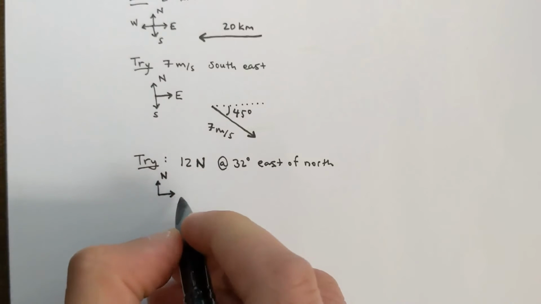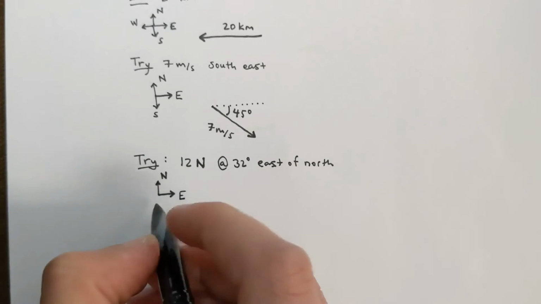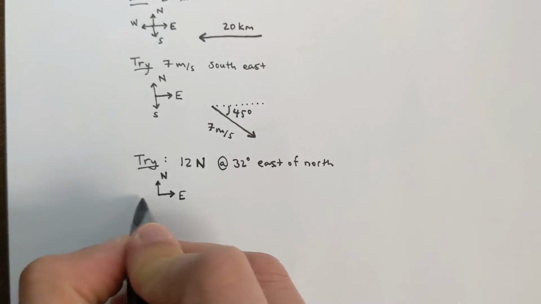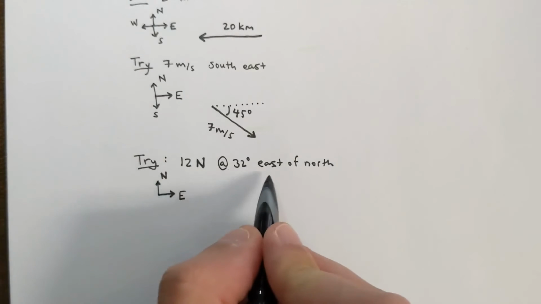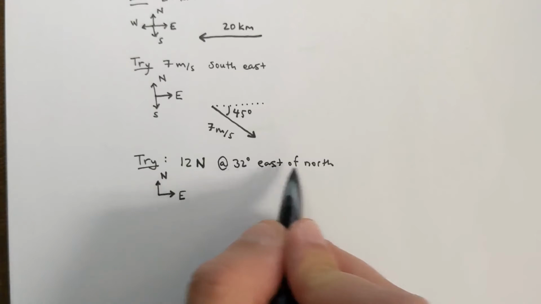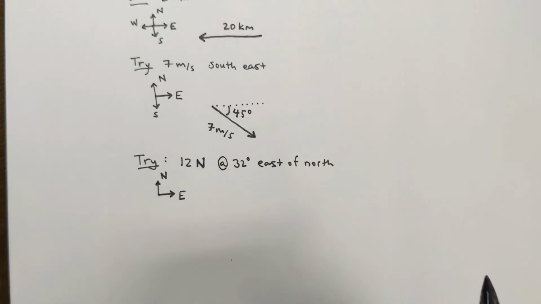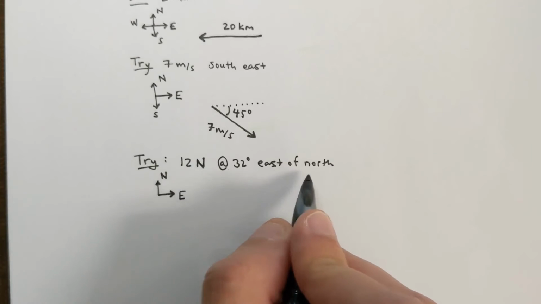Pointing this way, and then we've got east pointing to the right on our page, and south will point down, and west will point towards the left. And then we've got northeast, east of north, 32 degrees east of north. So we need to think about what that means, 32 degrees east of north.